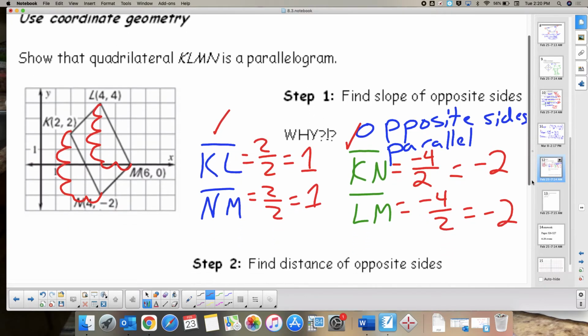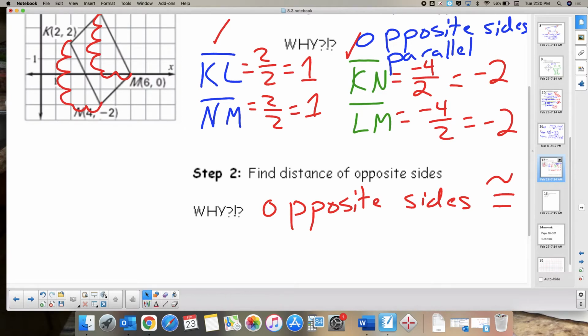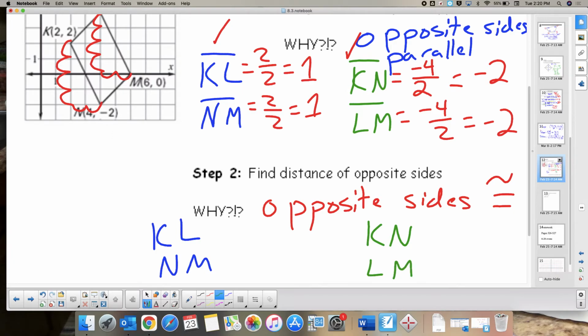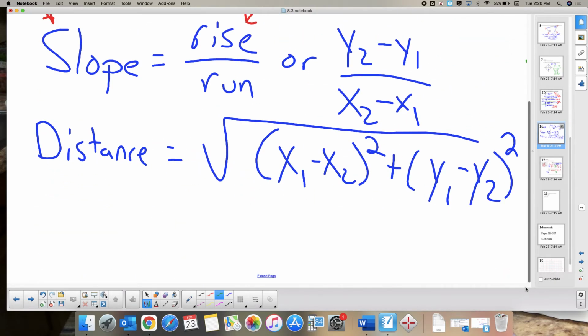The second part of this says to find the distance of the opposite sides. Why do we care about those lengths? We want to tell if the opposite sides are congruent. So once again, we want to find the lengths of KL and NM. Likewise, we want to find the lengths of KN and LM. Now, you have two options here. Option 1, you can plug your points into your distance formula, which is right here. Plug your x's in, plug your y's in.